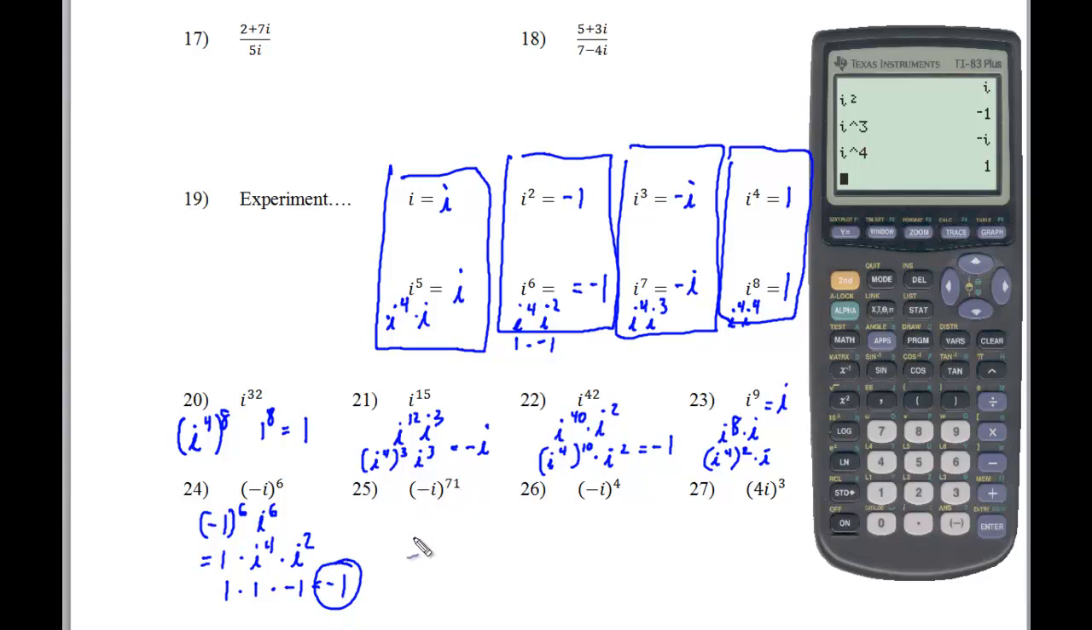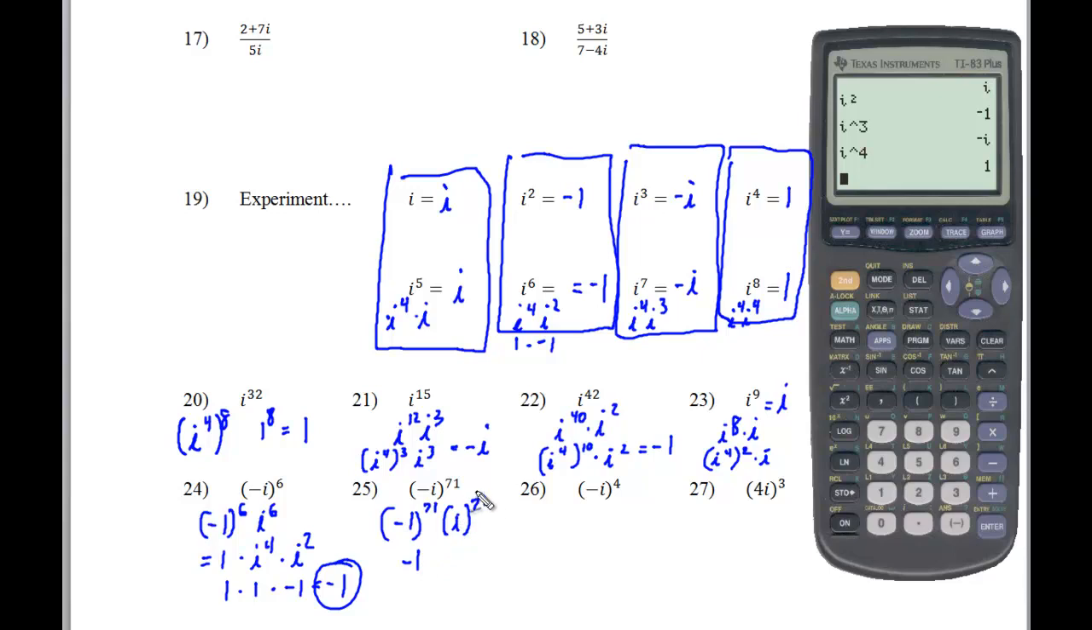Negative i to the 71st power. Again, it's best to split this up: negative 1 to the 71st power times i to the 71st power. Negative 1 to the 71st power is going to be negative. The general rule is that if you have an even power, the negative 1 will turn positive. If you have an odd power, you have 70 cancellations, and then the 1 left over is going to be negative. Okay, so now i to the 71st power.